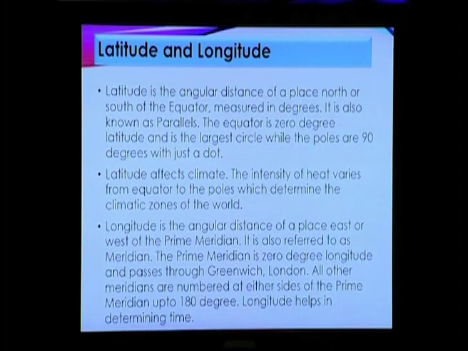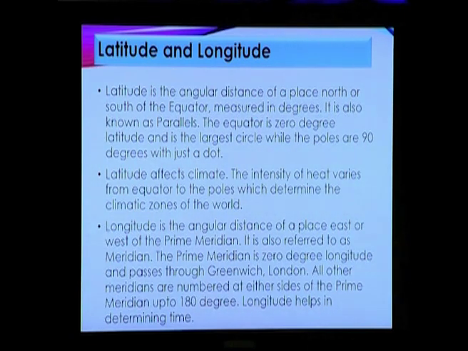Latitude affects climate. The intensity of heat varies from equator to the poles, which determine the climatic zones of the world. So the equator receives direct rays of the sun, because of which it is hot throughout the year. And as we move away from the equator, the rays of the sun become slanting, because of which it becomes colder as we move away from the equator. So that's how latitude affects climate.